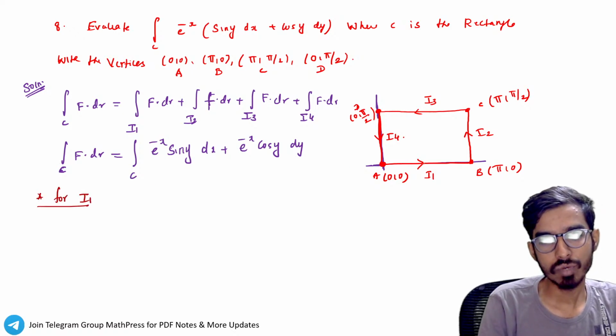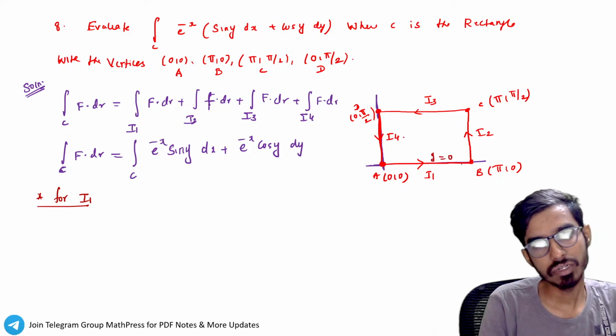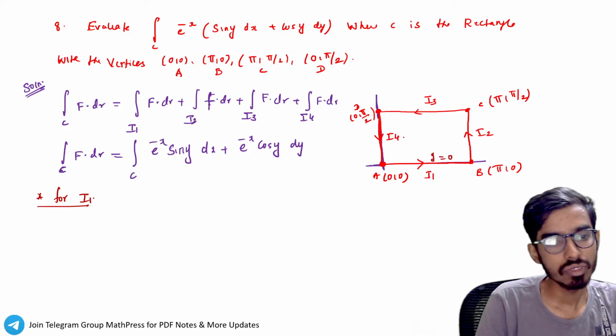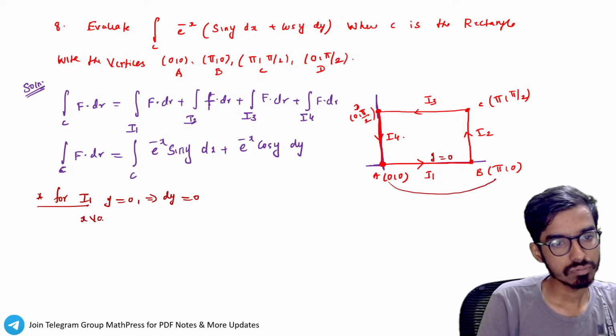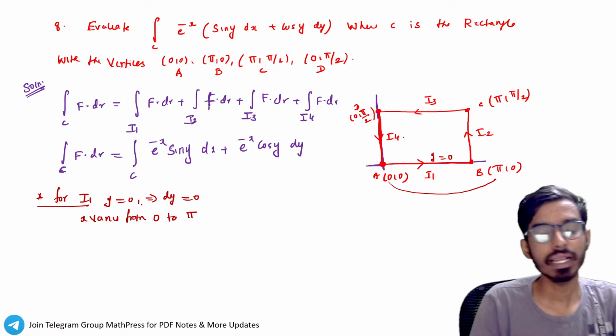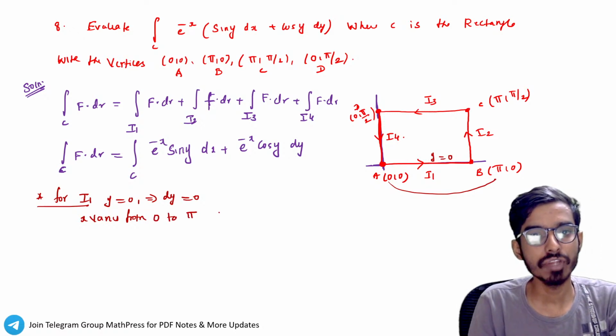you can see for I1, this is the y is equal to 0 line, right? So we have y is equal to 0. This implies dy is 0. And you can see x varies from 0 to pi, right? That is, we are converting everything in terms of x. That means we need to vary x.